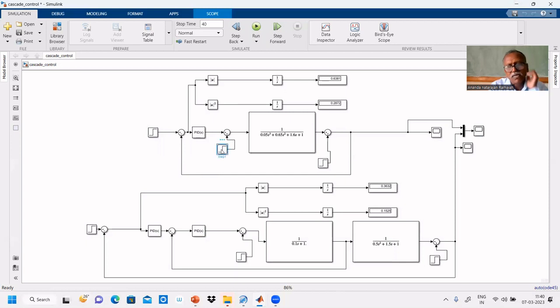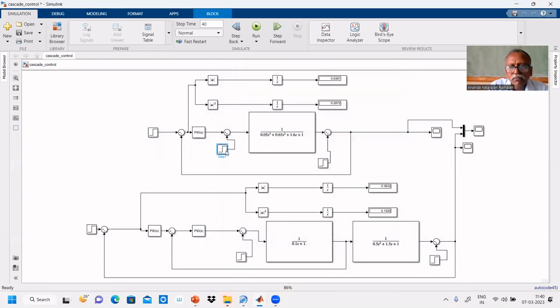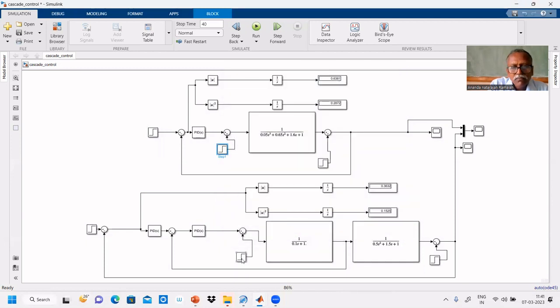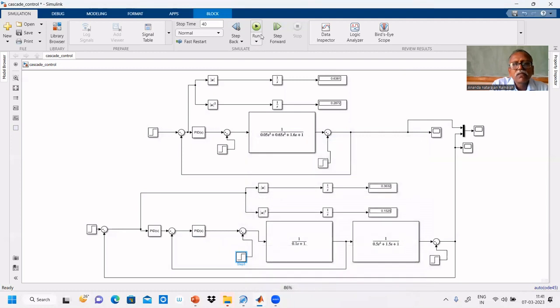Now let us check. This is change in coolant temperature, the disturbance, identical to change in input. The final value is 1. If we check, this is identical to coolant temperature.